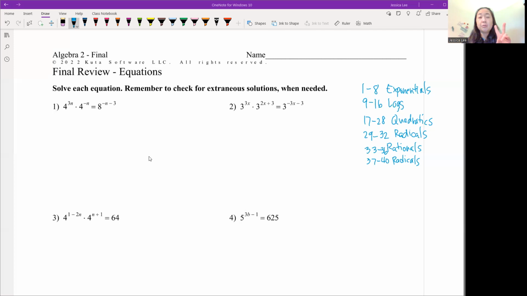If you need two packets, let me know, or you can just print it out from Canvas. All right, let's get started.